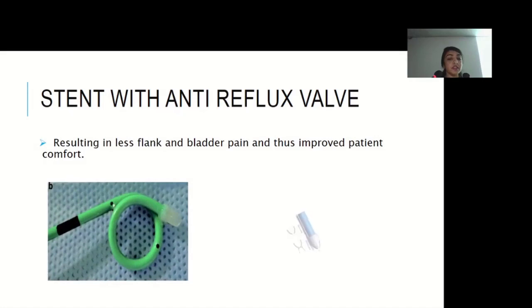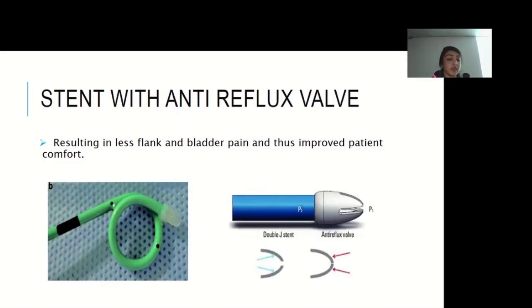So we have another stent with the anti-reflux mechanism. As we can see in this picture, while the urine is coming downwards, it will open up, and when the urine is coming backward, it will close. This anti-reflux mechanism of that stent will help in reducing the patient's symptoms like bladder pain, and because of the VUR prevention, it has less flank pain as well.